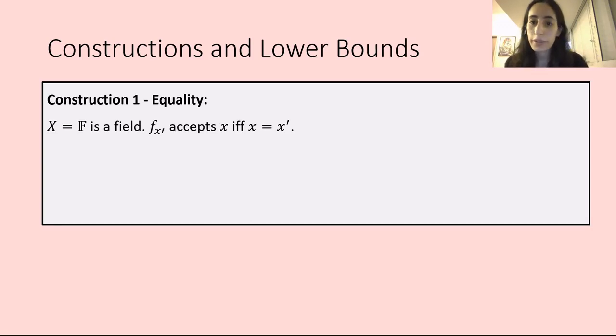So in this setting, the input space is a field F, and then every function is also characterized by some value from the field. And every function f sub x prime accepts only the single input x prime. So it takes as input x and it outputs 1 if and only if x equals x prime.